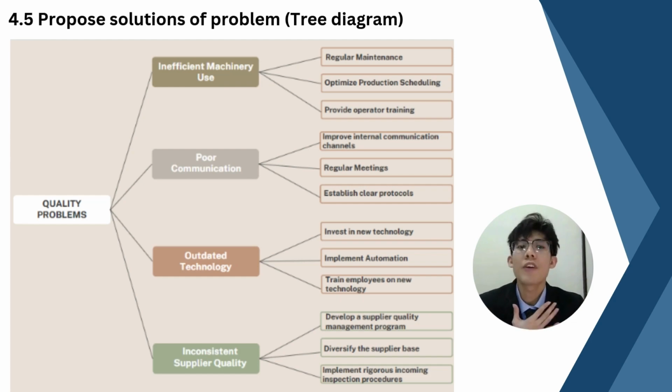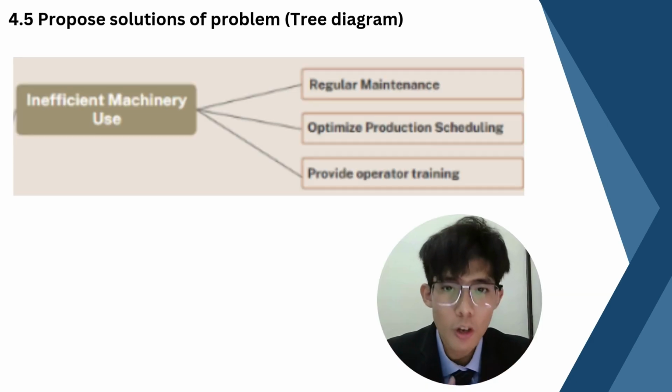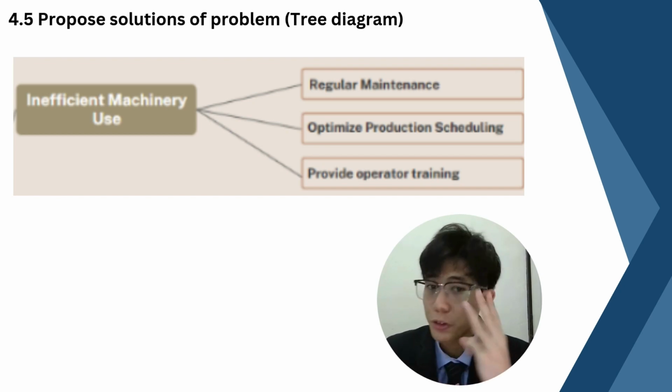Based on our analysis, we identified four main problems leading to quality issues. Firstly, inefficient machinery use. Secondly, poor communication. Third, outdated technology. And lastly, inconsistent supplier quality. Inefficient use of machinery often leads to productivity losses and quality problems. To address this, we propose three strategies.